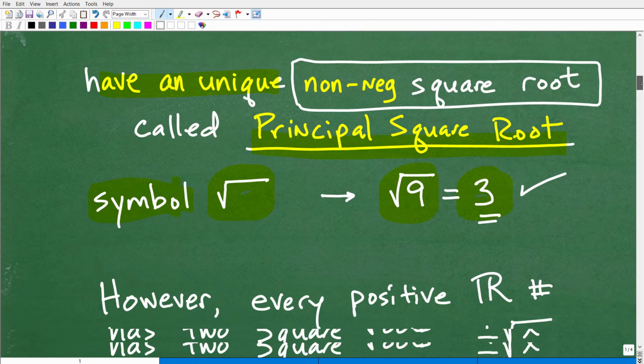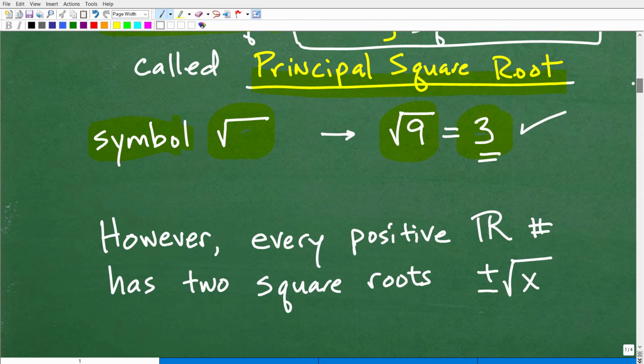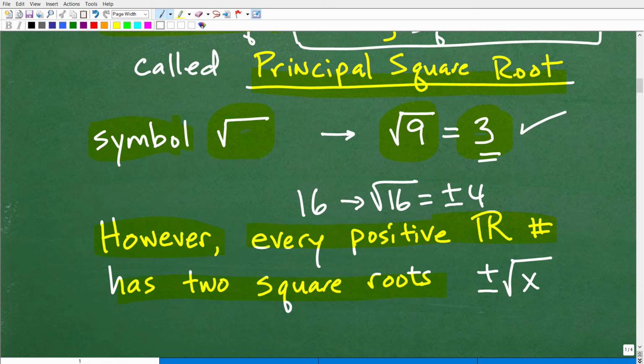So when do we use this? Well, you're going to use this pretty much in all kinds of square root questions, and I'm going to show you when you don't use the principal square root. So it's very important to remember. However, here I wrote, every positive real number still has 2 square roots, i.e., a positive real number like 16 still has two unique square roots, positive and negative 4 for the example of 16. The positive one, like positive 4, is the principal square root.